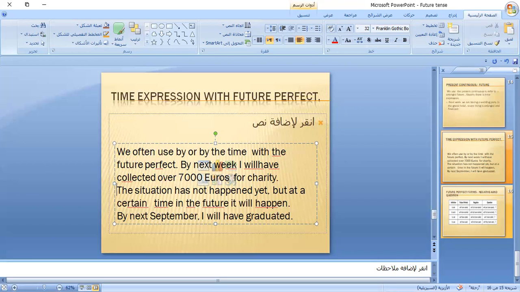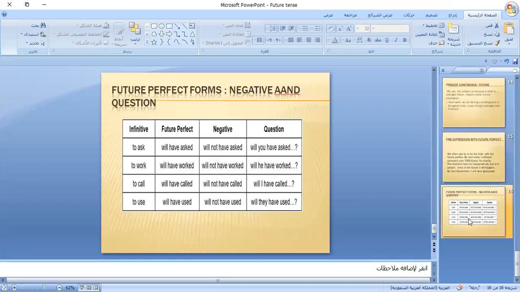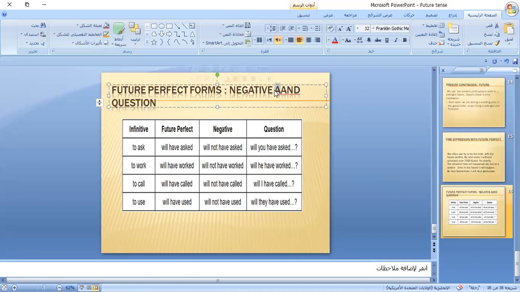So these are the forms of future and what we call colored future. Okay. Now, look at the forms of the future perfect: affirmative, negative, and question. You see, infinitive to ask. Future perfect: will have asked. You see the form will have asked. Negative: will not, we put not after will, not after have. Will not have asked. Question: will you have asked? Always the auxiliary verb is will, will you have, okay?